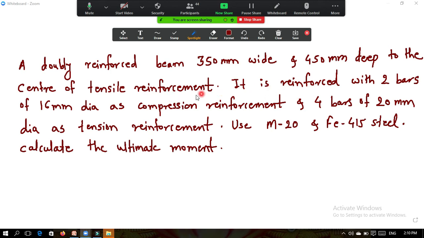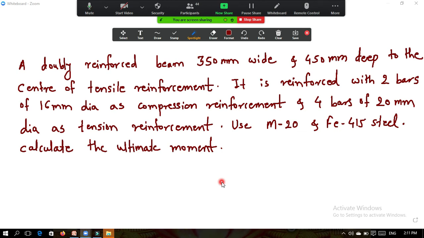It is reinforced with 2 bars of 16 mm diameter as a compression reinforcement and 4 bars of 20 mm diameter as a tension reinforcement. Use M20 and Fe415 steel, calculate the ultimate moment. So this is the problem. Now in this problem you need to calculate the MU.